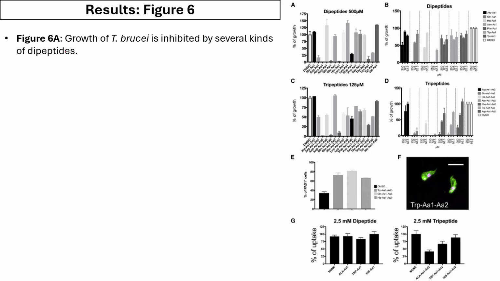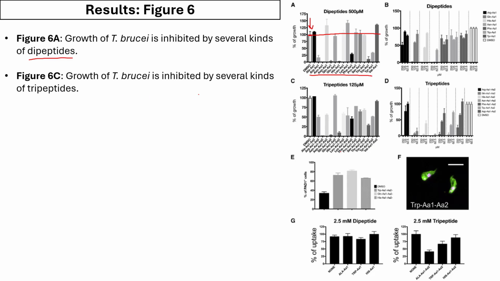So in figure A, the researchers use dipeptide and see if there is reduction. So first one is the control. There is no dipeptide in the first one. And then there are several different kinds of dipeptides, and they want to compare, compared to the first one, if there are different kinds of dipeptides that can inhibit the growth of trypanosomes.